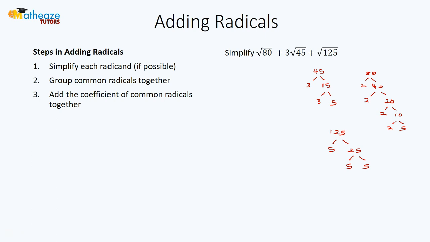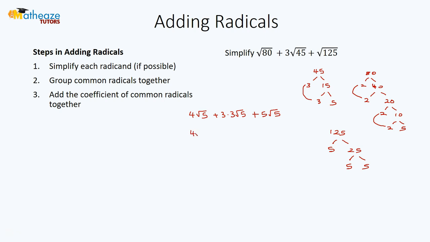So now we're going to rewrite this expression, square root of 80. So we have a pair here, and then we also have another pair here. So we have 4 square root of 5, and then 45, we have a pair of 3's. This is times 3 square root of 5, plus 5 square root of 5. So let's simplify before we add.